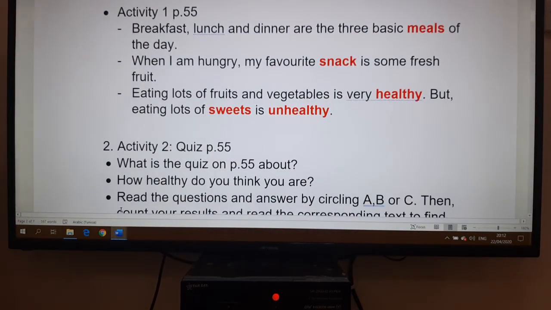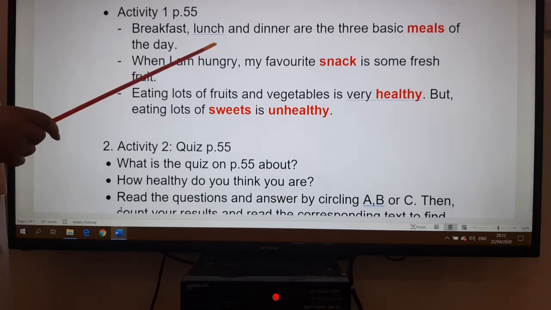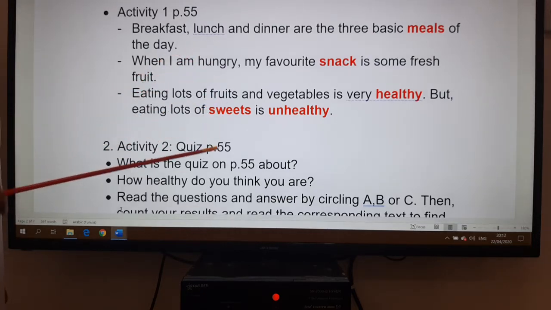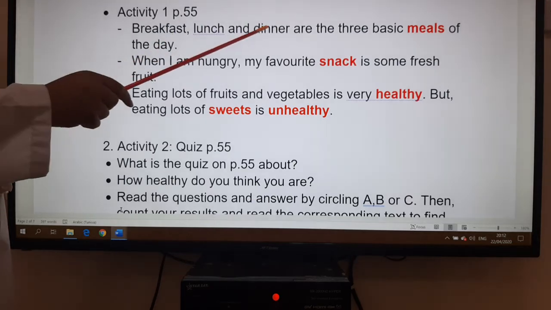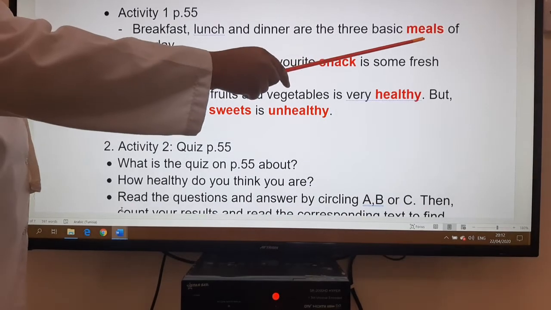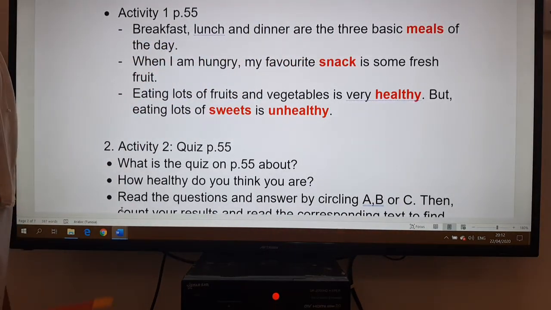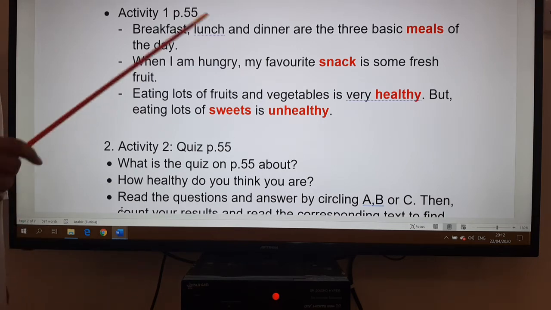Okay, for activity 1, page 55, we have, as usual, the new vocabulary. I have added some sentences here to explain more. So breakfast, lunch, and dinner are the 3 basic meals of the day. So normally we should eat 3 times. We have 3 basic meals, apart from the snacks that we can take.